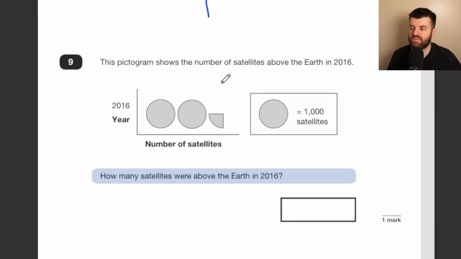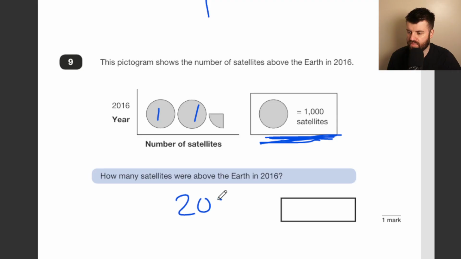Question 9. The pictogram shows the number of satellites above Earth in 2016. And this key is key. It tells us what each symbol is worth. How many satellites were there? Well, each circle is 1,000. So that's 1,000, 1,000. So that's 2,000 for the 2 circles. And then we've got this.